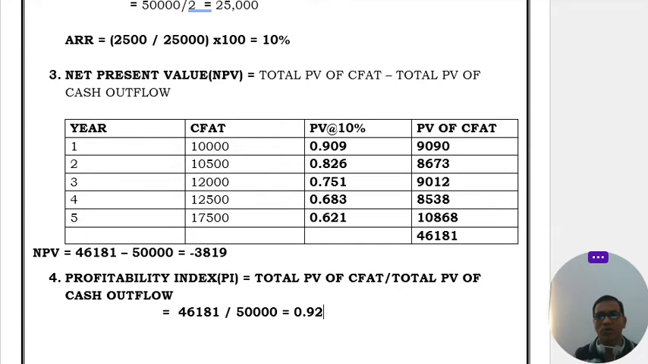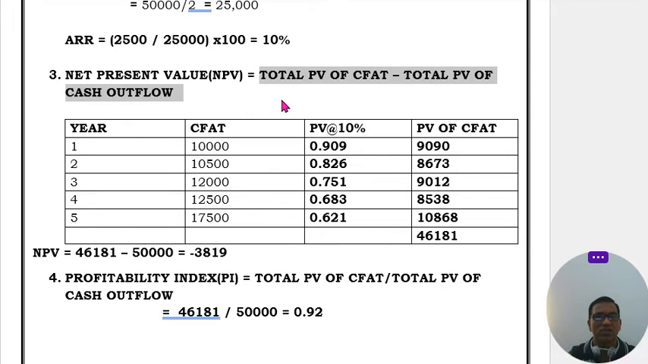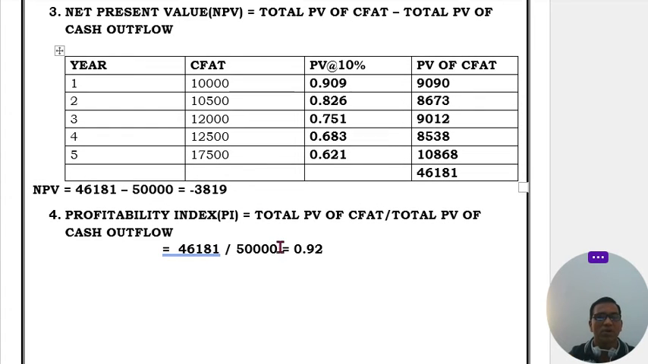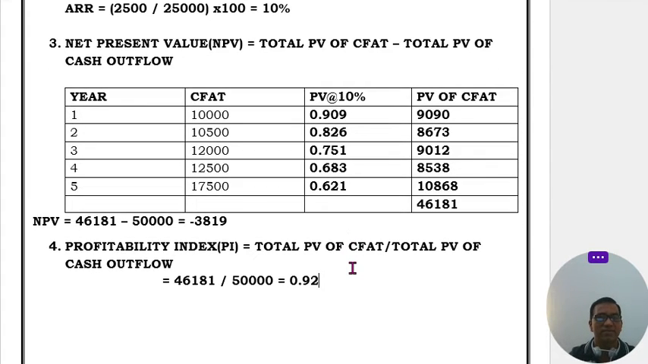So as I told before, NPV is in amount. NPV is total PV of CFAT minus cash outflow. That will give you the answer in amount, in rupees. Profitability index is a division. That will give you a ratio. So this is the formula of the profitability index.